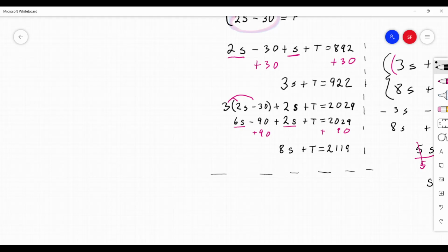If that was actually 4, what would that change it to? What would be 4? If the number was 4 instead, that would be 9. Oops. That'd be 6s minus 12 plus 2s plus t equals 29. So that would be 8s plus t equals 2,000 and what is that? We're getting the same number.